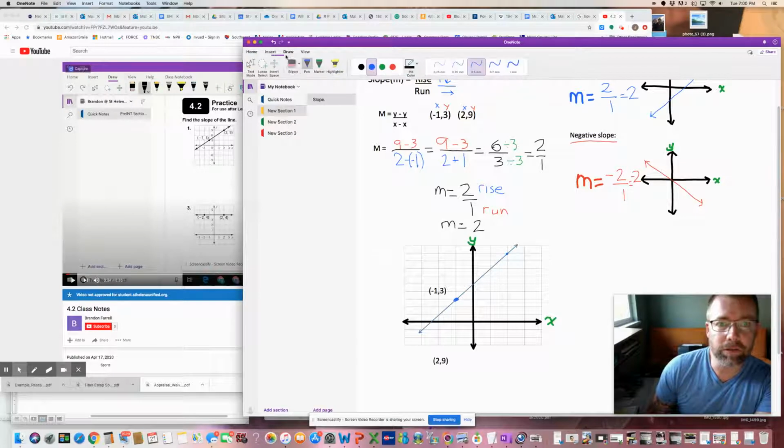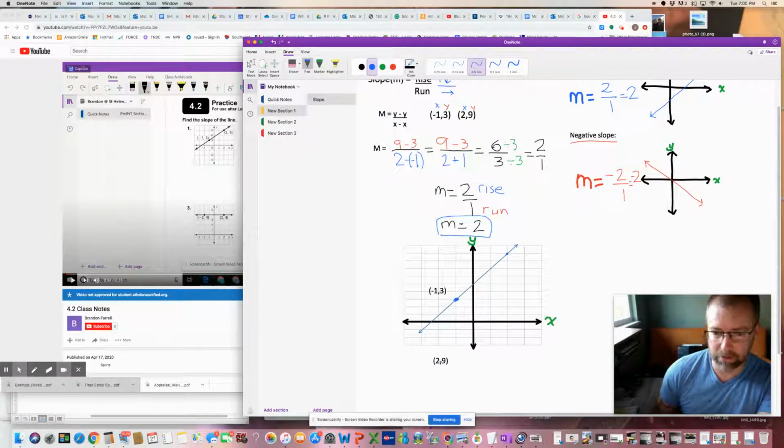If we use our slope right here, remember? Our slope equals 2. So that means we go from any point on the line. That means we can go up 2 and over 1, and we should land on the line again. So I'll start at this point.